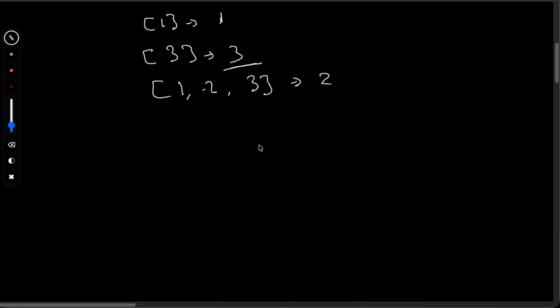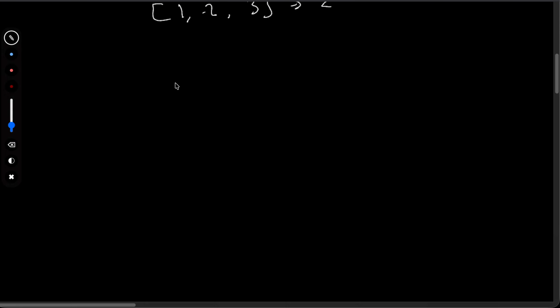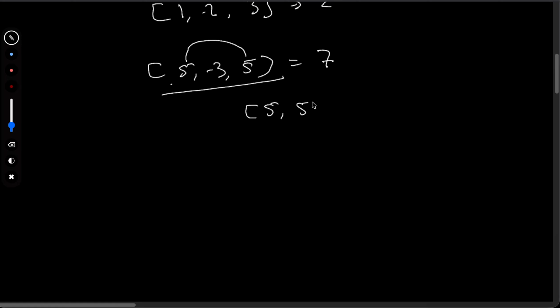So let's take this example only: 5, -3, 5. The sum of this is 7. The circular subarray is, last is 5 and the first is 5. So the circular subarray is 5, 5, and the sum of this is 10.